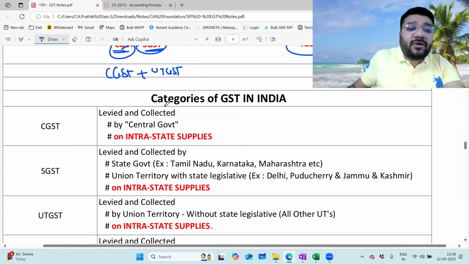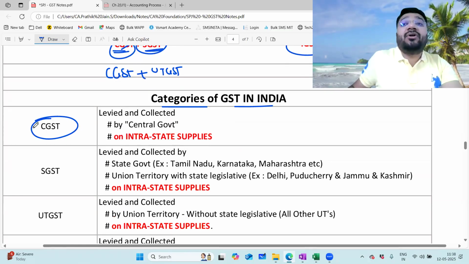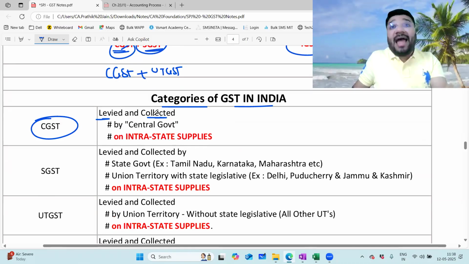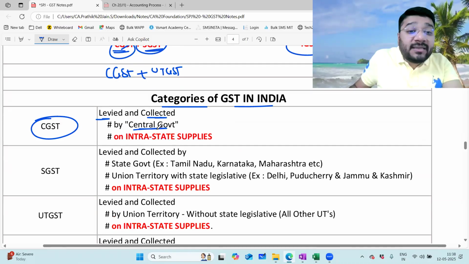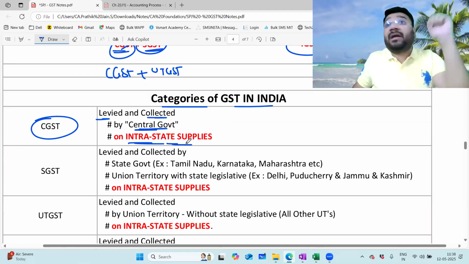Now, categories of GST in India. CGST. CGST means what? Central Goods and Service Tax. This is levied, charged, and the money is collected by the central government. On which transaction? Intrastate supply. So CGST is coming under which transaction?